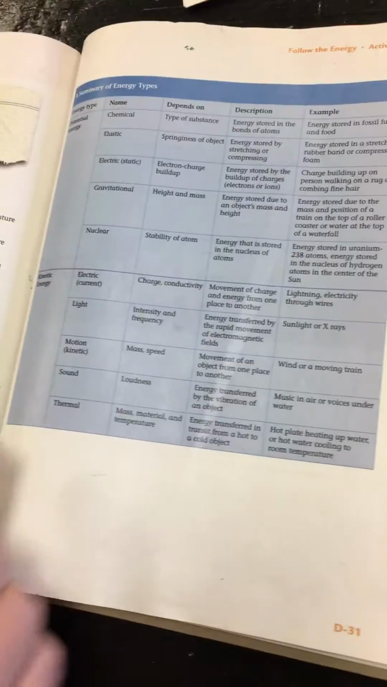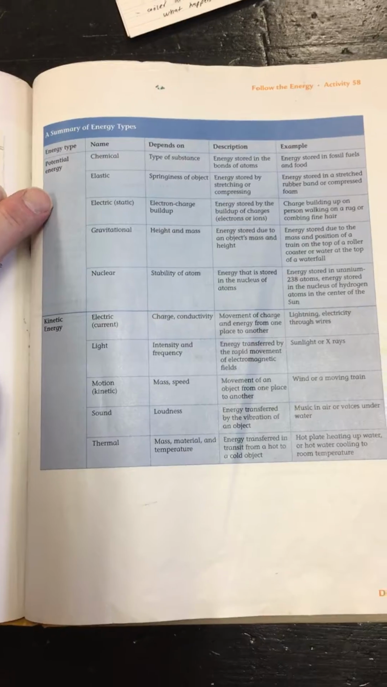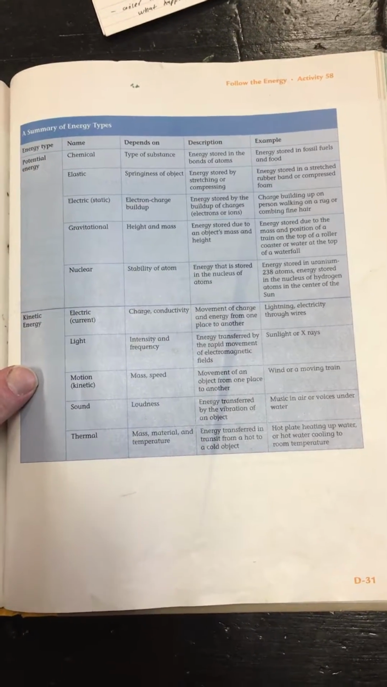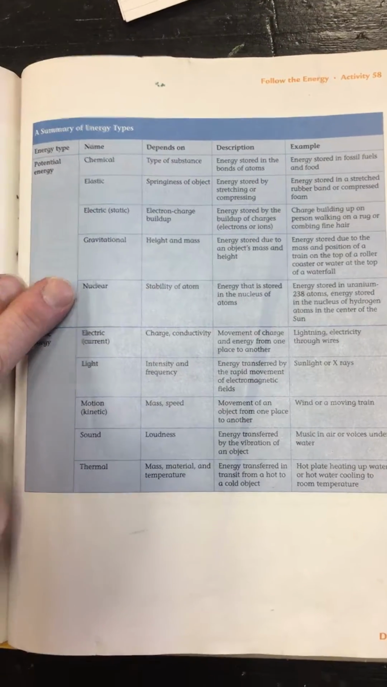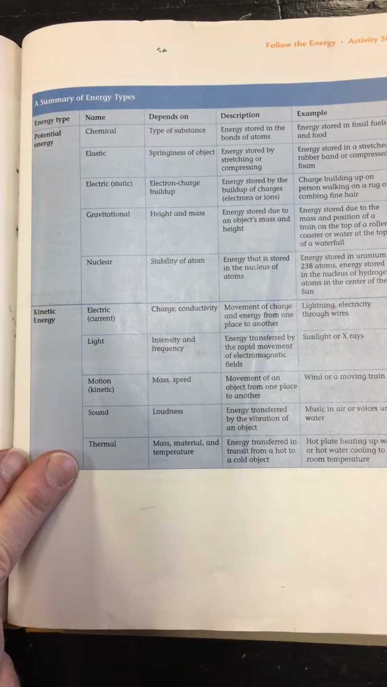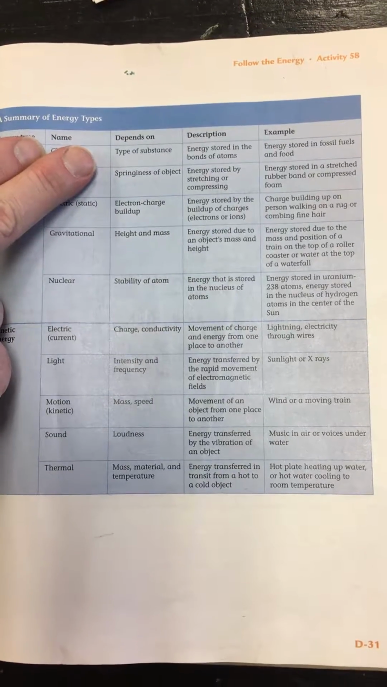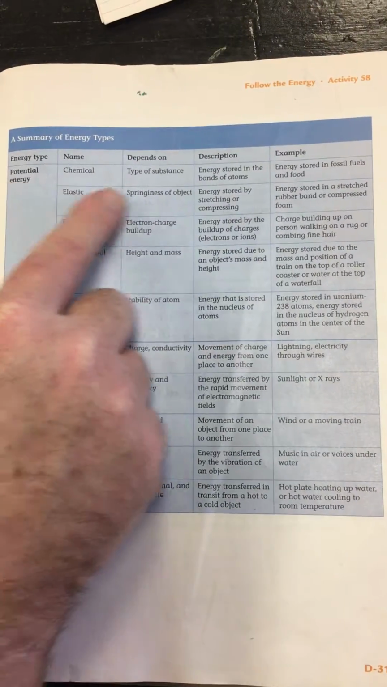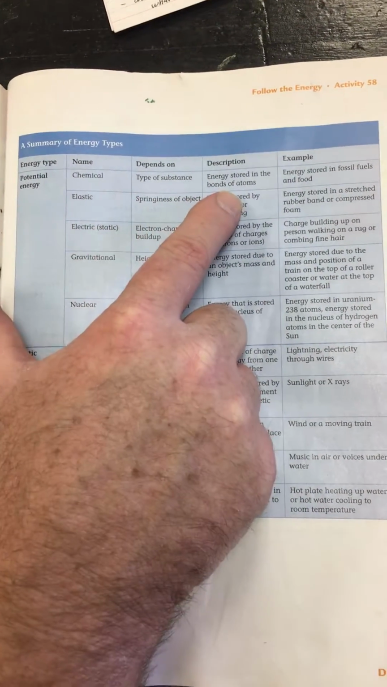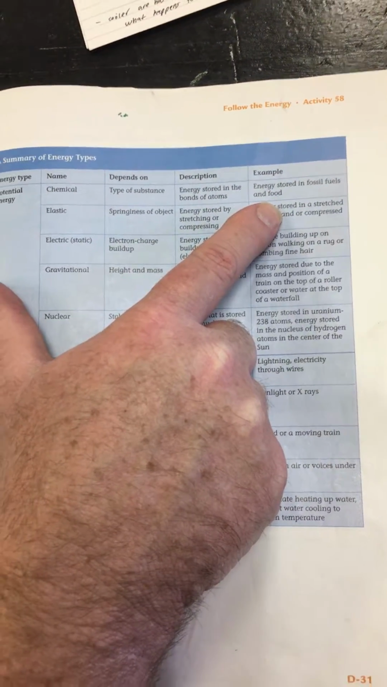Okay, so what we're going to do today is we're going to have some cards. If you look here on this chart on page 31, we have our two types of energy, which are potential energy and kinetic energy. Basically it has all the different types of potential energy and kinetic energy, and it also tells us what each type depends on, gives a description and an example. For example, chemical potential energy depends on a type of substance. Energy stored in the bonds of atoms is the description, and examples are energy stored in fossil fuels and food.